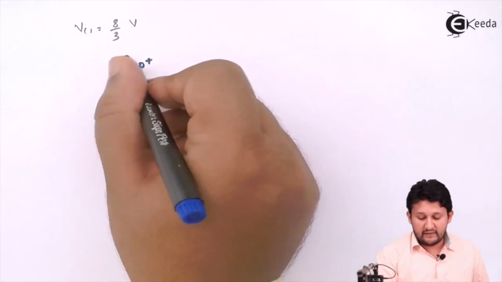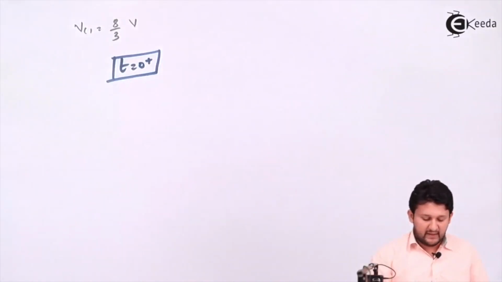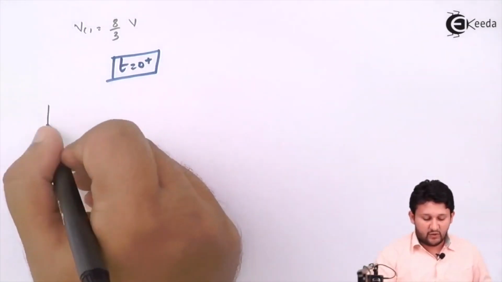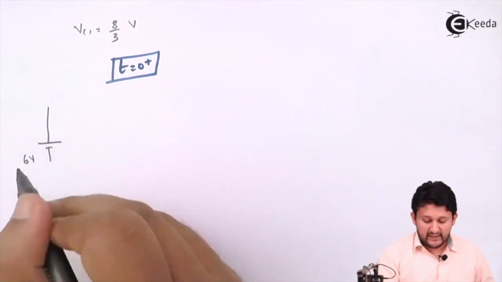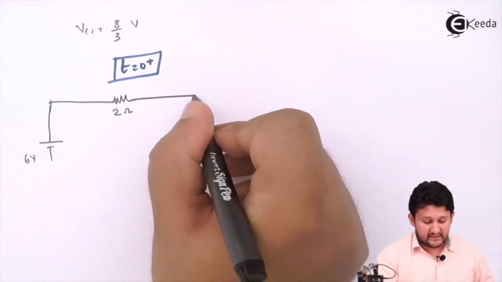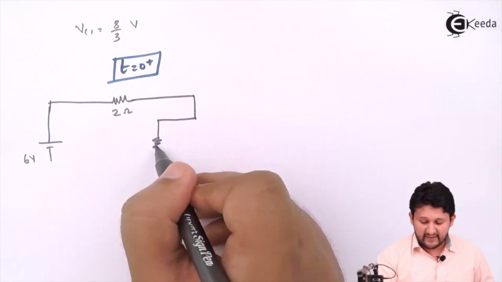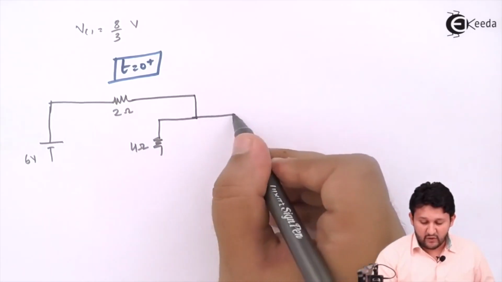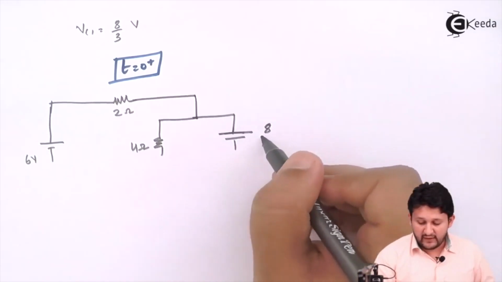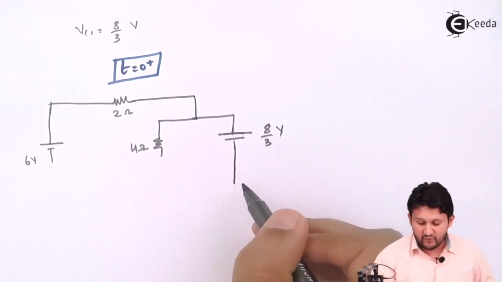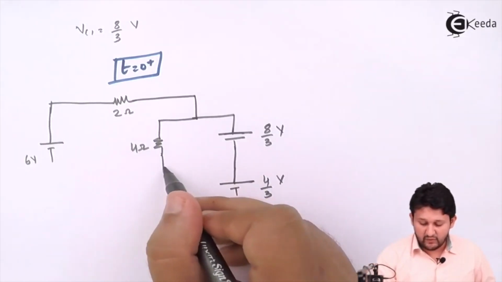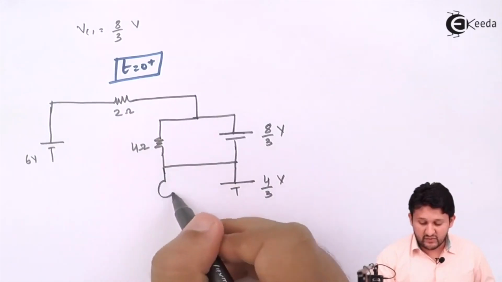Now your t equal to 0 plus circuit will be in this format, your switch will be closed, so you will be having a voltage of 6 volt, a resistance of 2 ohms, and again a resistance of 4 ohms. For C1 you will be getting a voltage of 8 by 3 volts. For C2 you will be having a voltage of 4 by 3 volt, and in this case the switch will be closed.